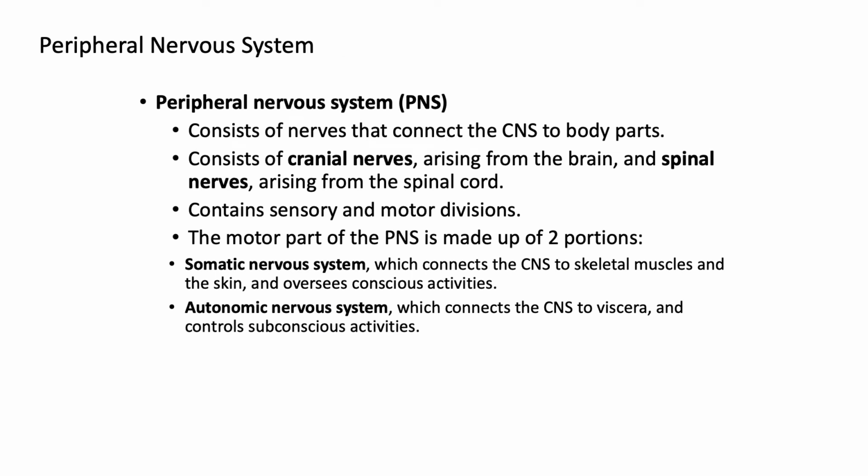The peripheral nervous system consists of nerves coming out of the brain, called cranial nerves, and nerves coming out of the spinal cord, called spinal nerves. The peripheral nervous system includes both sensory and motor divisions, and the motor division is further divided based on whether the motor input is ending at a voluntary organ or an involuntary organ. If it ends at a voluntary organ such as skeletal muscle, that's called the somatic nervous system. If it ends at an involuntary organ such as the heart or gut, it's called the autonomic nervous system.